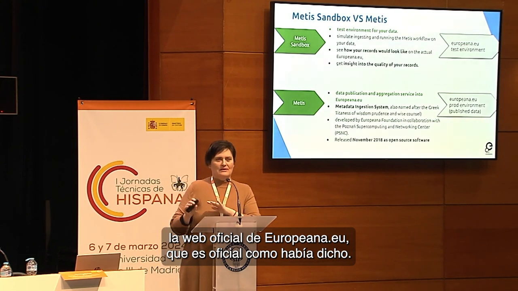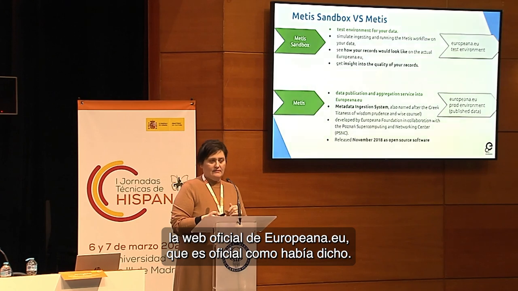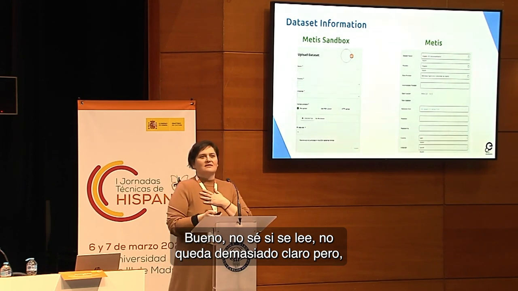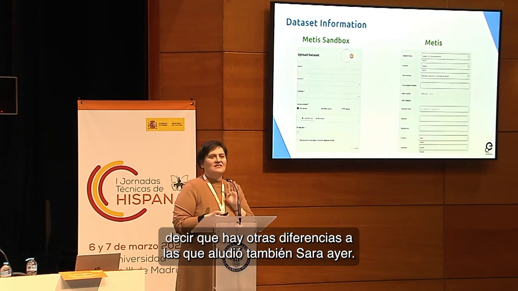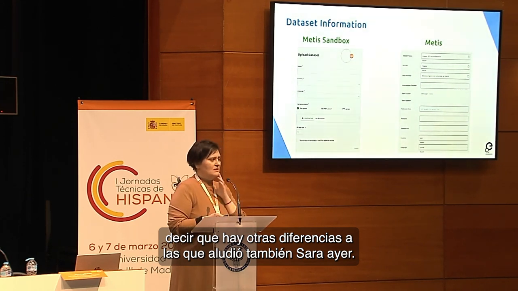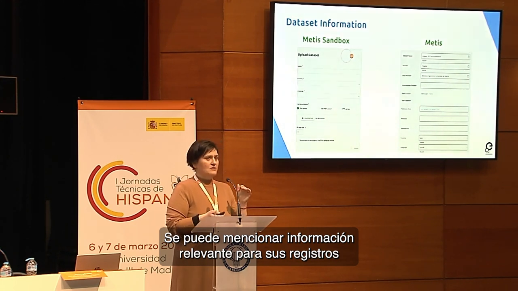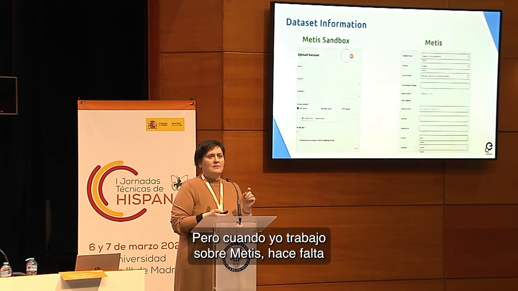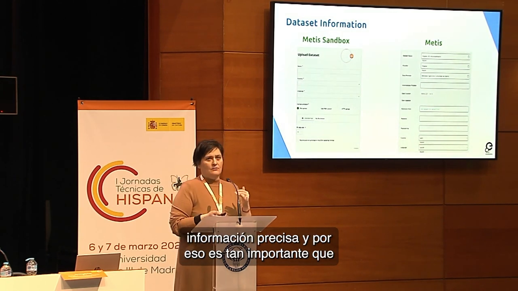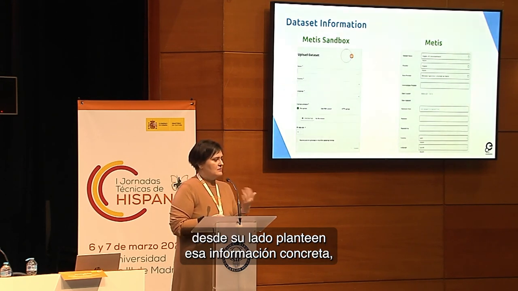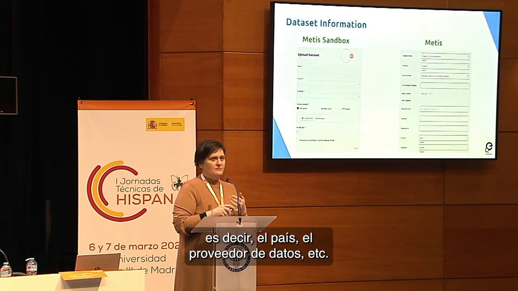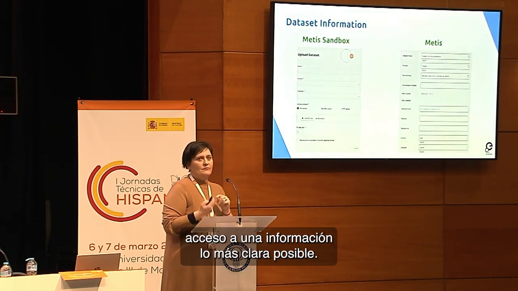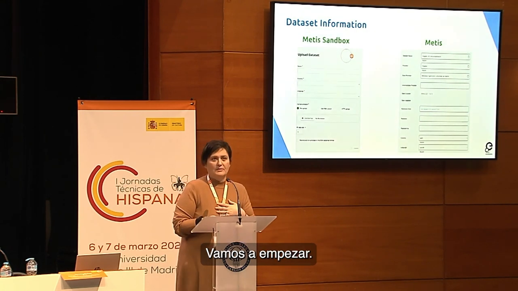So the data that I process in Metis goes to the public official europeana.eu, so there are two different index instances. The other difference is, as Sarah also mentioned yesterday, you can fill in information that might be relevant to your records in the sandbox, like country or language, but when I am working in Metis, I need accurate information. So that's why it's always important to get from your side specific information about the country, about the data provider and so on. On my side, I need to have this clear information.